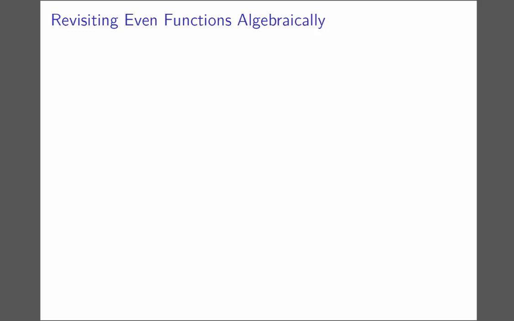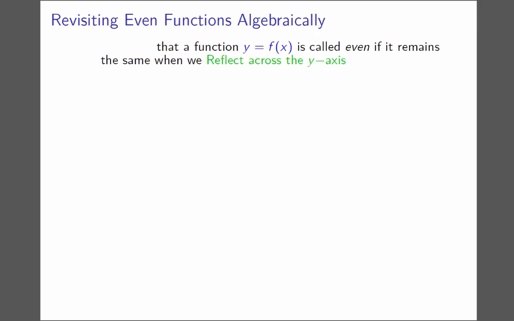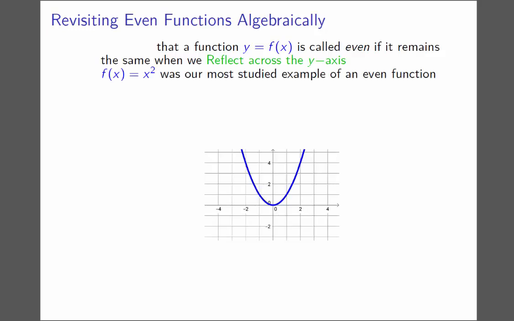We first defined even and odd functions geometrically. Now let's revisit them with an algebraic point of view. We defined that a function y equals f of x is called even if it remains the same when we reflect across the y-axis. F of x equals x squared was our most studied example of an even function.